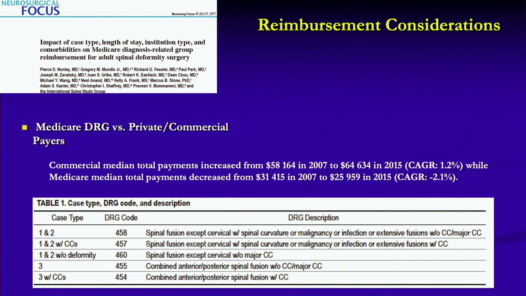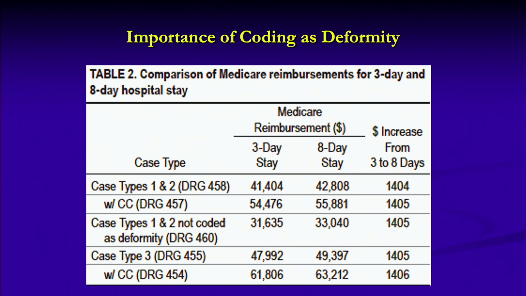We looked at this in terms of the way DRG coding is accomplished, and there is a favorability, at least with today's financial model in the U.S., to have an anterior-posterior reconstruction as long as it pencils out on the health system or hospital side. So you can see here with case type 3 and 3 with comorbidities, there's a different coding that results in a variation and tick in the reimbursement. And the Medicare reimbursements vary by length of stay, 3 or 8 days.